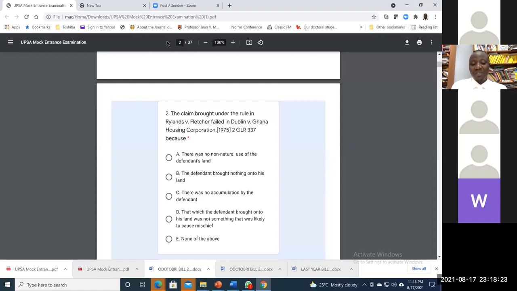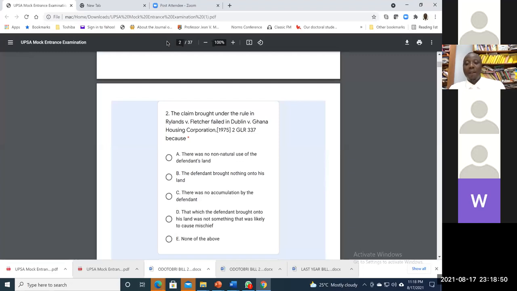So how do you juggle between A and B? A: There was no non-natural use of the defendant's land, and B: which the defendant brought onto his land was not something that was likely to cause mischief. Ellen. Yes, Doug. Yes. What was the basis for the decision of the court?